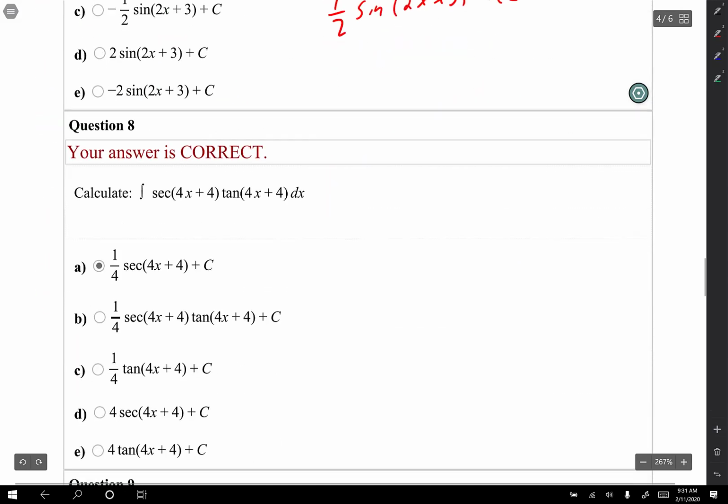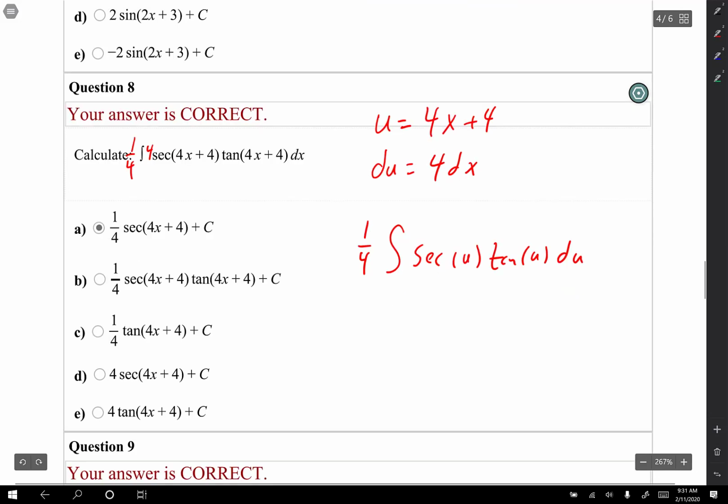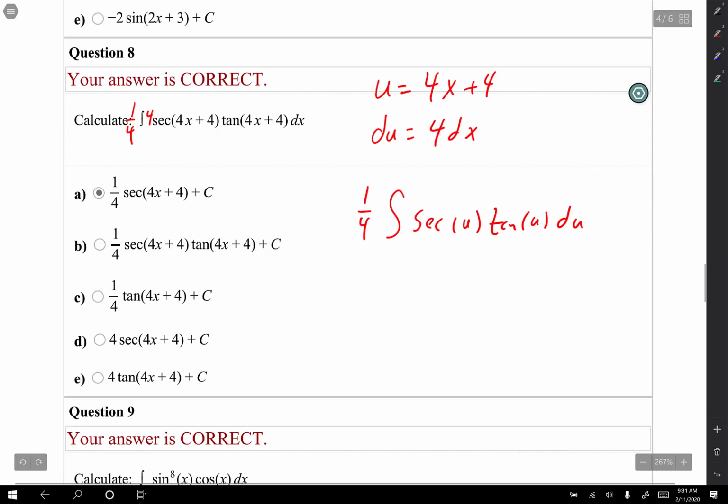Next one. Again, you don't need it, guys, but if you want to use it, u equals 4x plus 4. So du is equal to 4 dx. Plug in a 4, put a 1/4. 1/4 integral secant u tan u du. So antiderivative of that is just secant. So 1/4 secant u plus c, and then just plug in what the u was. 1/4 secant of 4x plus 4.